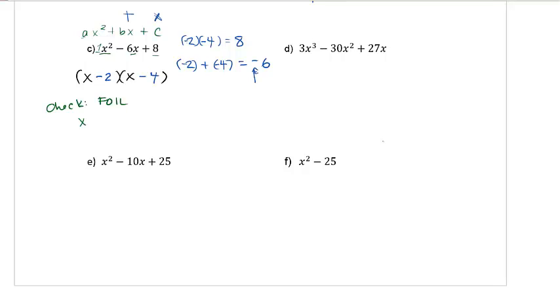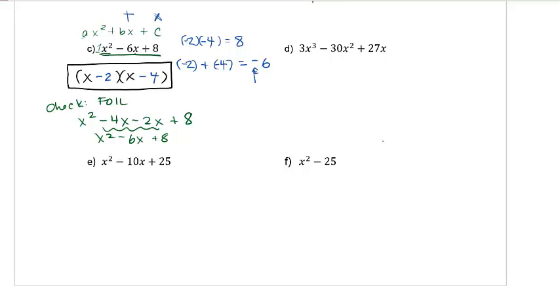X times x makes x squared. X times minus 4 is minus 4x. X times minus 2 is minus 2x. Minus 2 times minus 4 is positive 8. I can combine the middle terms, those are like terms, for minus 6x, and I end up with the polynomial that I started with. X squared minus 6x plus 8 equals x squared minus 6x plus 8. So that means I have the proper factoring, but remember our solution is going to be the factored polynomial.